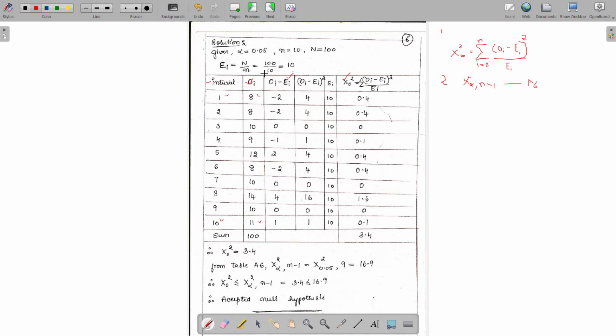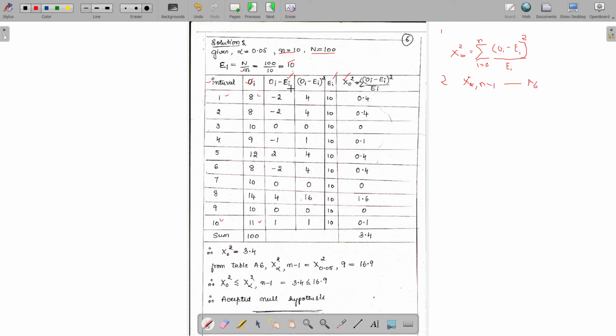Next we need to find Ei. Ei is equal to uppercase N divided by small n, where uppercase N is the total number of sample data, and small n is the number of intervals. So 100 divided by 10, Ei will be 10. First write down Ei for each interval as 10.